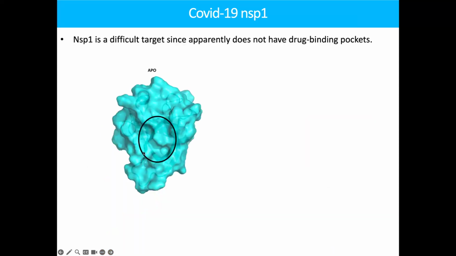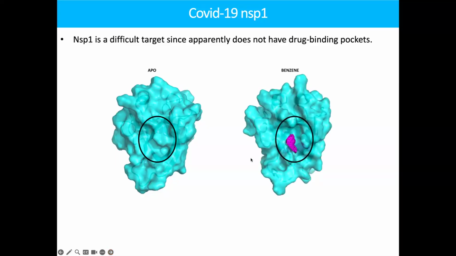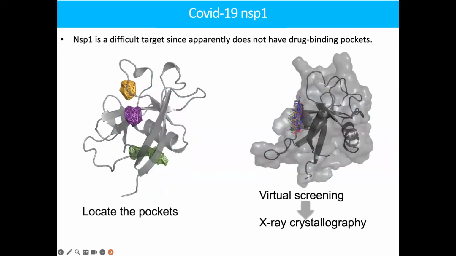So how do we target this? This is an almost featureless small protein with no binding pockets. We tried to look with Swish and benzene if we could facilitate the opening of a cavity. And indeed, using Swish plus fragments like benzene, we could see the opening of this cavity. Once we had these pockets located by this approach, we first ran a virtual screening campaign to see if we could select some fragments binding to these pockets.